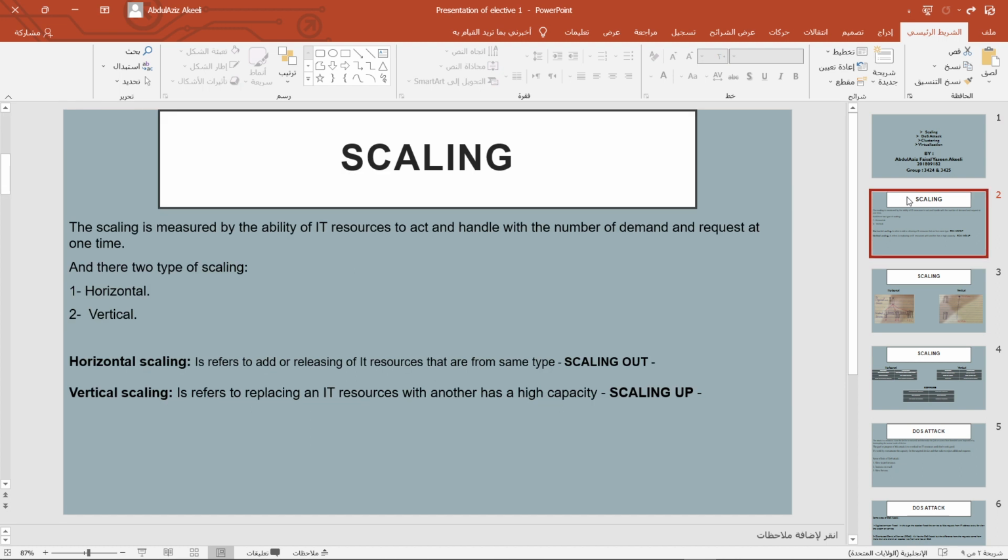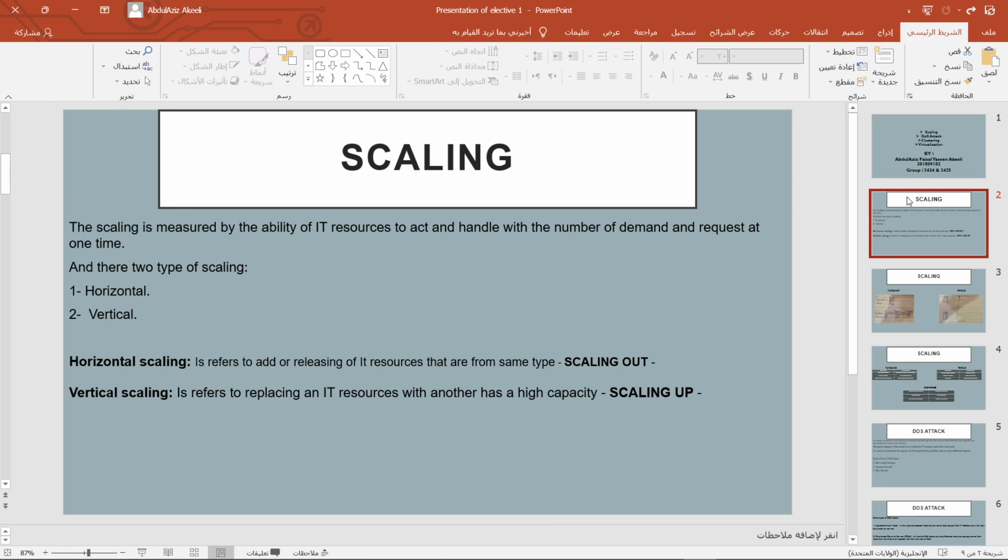Scaling is measured by the ability of IT resources to handle the number of demands and requests at one time. It means how to act with a lot of requests at the same time. We have two types of scaling: horizontal and vertical. The first one is horizontal. Horizontal refers to adding or releasing IT resources of the same type, and the scaling here is out.